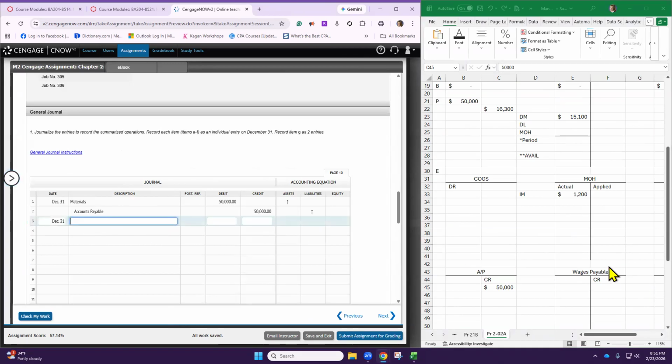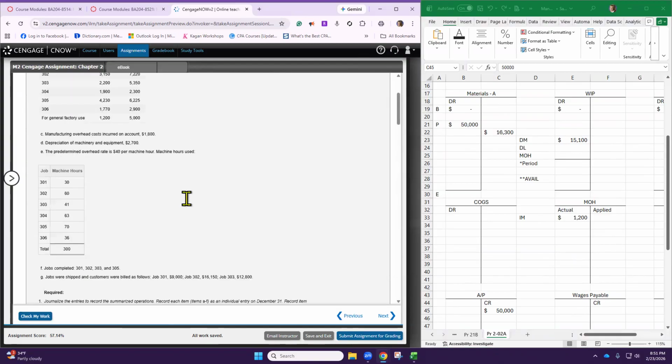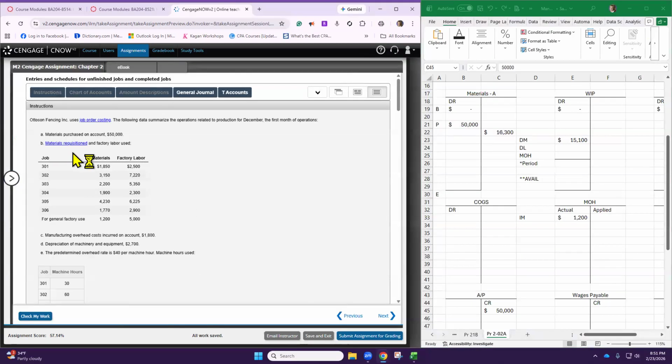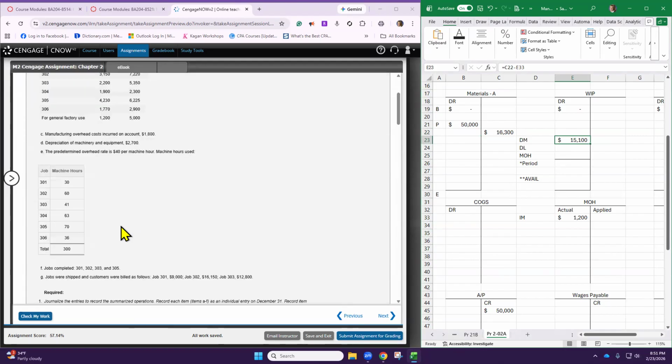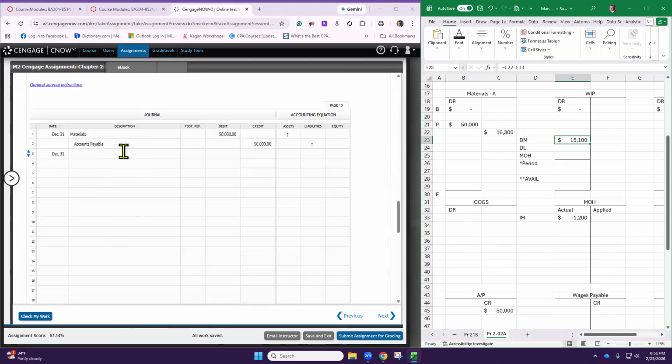All right, so then the next thing it says for us to do, so that was A, is materials requisition. So all of these materials come out of the materials account, and this much of the materials are indirect. So that makes direct materials 15,100. So let's put in the journal entry for this one. So this is going to be work in process for the direct materials. Okay, direct materials, I had to find it, 15,100.